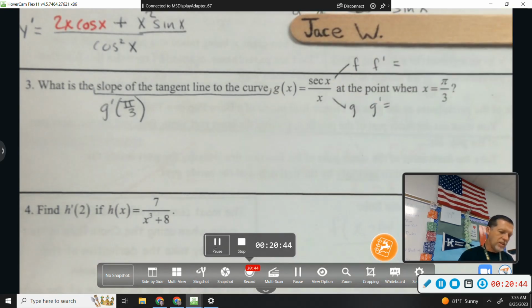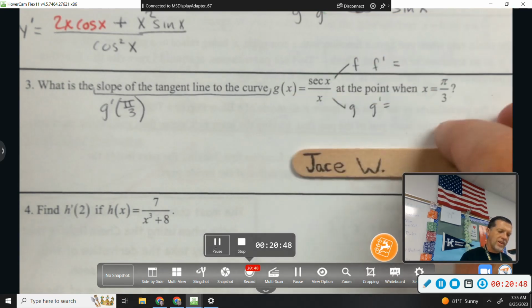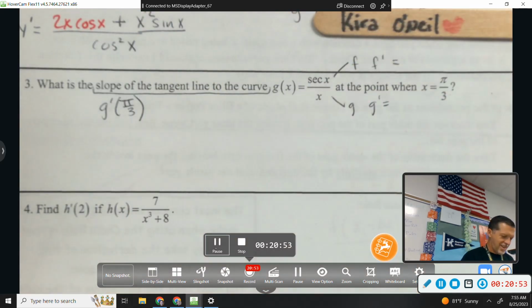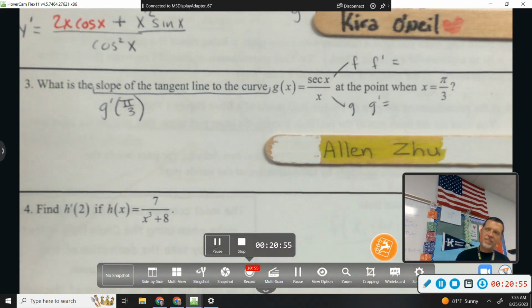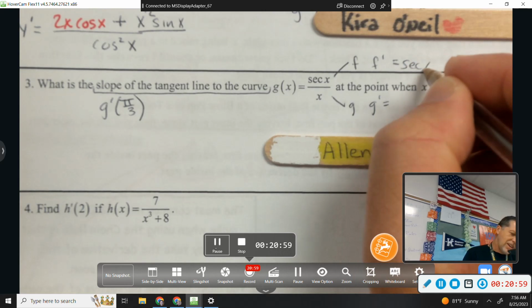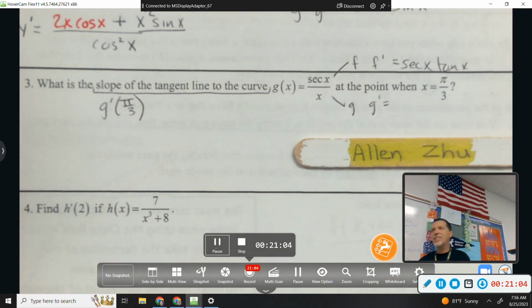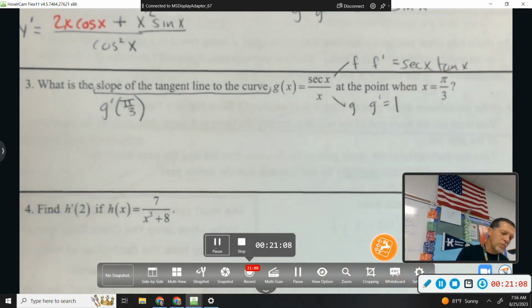Jace, how about the derivative of secant? You weren't here for a while. We'll put you to the side. Kira, how about the derivative of secant? Good. Secant x tangent x. And Alan, what's the derivative of x? Yeah, I mean it's supposed to be the easy one, but yeah, that's just 1. So that should make the quotient rule a little bit easier if one of the pieces is 1.